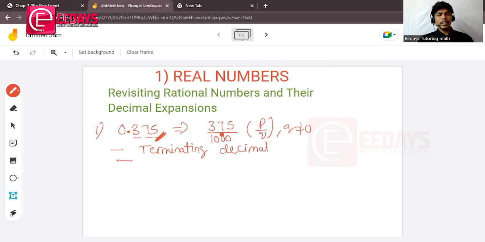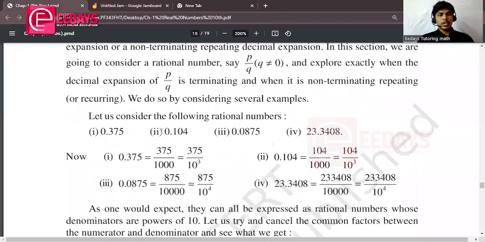And the second one is we just convert it into p by q form. That's why it is a rational number. I hope everyone understood. We call it a rational number. Why? Because we convert it into p by q form. Let's move on to the next example, 0.104.